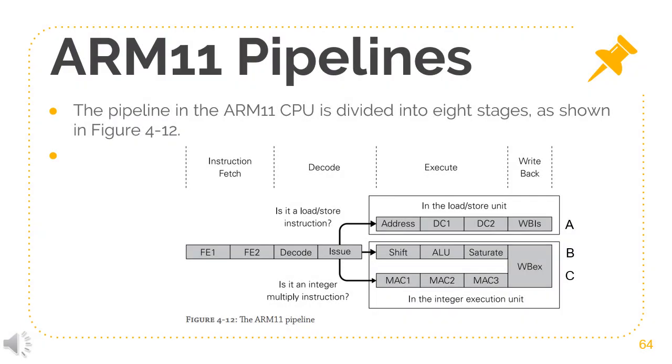We have completed pipelining. Now in this section ARM11 pipelines will be explained. The pipeline in the ARM11 CPU is divided into 8 stages, as shown in Figure 4-12. In addition to the pipeline being divided into 8 different stages, there are 3 possible paths, A, B, and C, through the pipeline. Which path the execution takes depends on what type of instruction is executing.